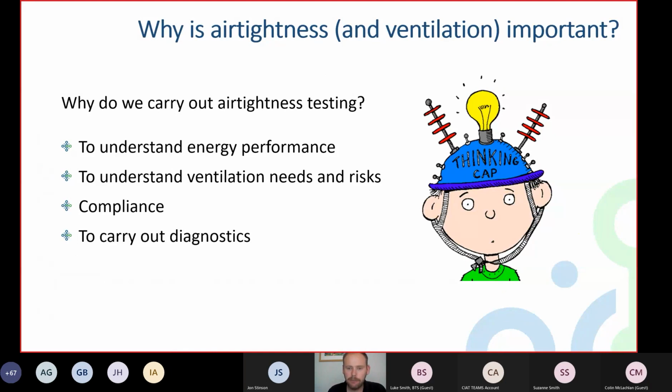So I wanted to go back to the start and just think, why are we measuring air tightness and ventilation? We do it to understand energy performance and to understand if we've enough ventilation, and those are the reasons we should be doing it. It's been introduced to compliance to force us to think about that, but it's key to go back and understand why we're doing it. It's not just to tick a box, it's to make sure that we've not got excessive heat loss, but we've got enough ventilation to provide a healthy internal environment.